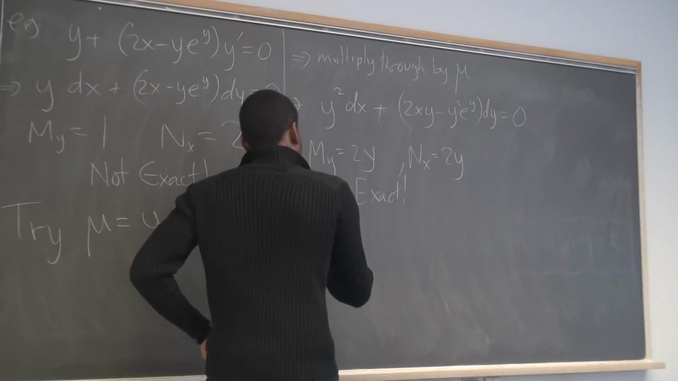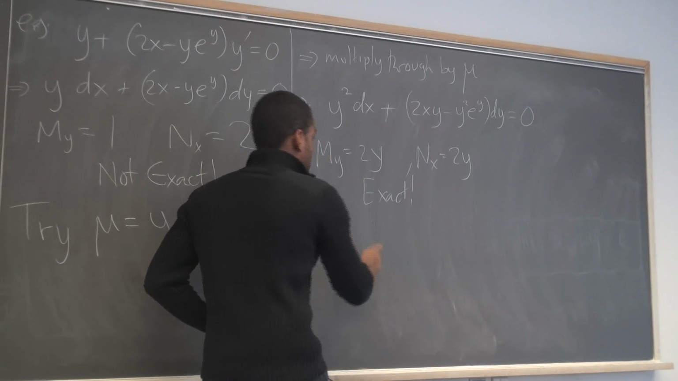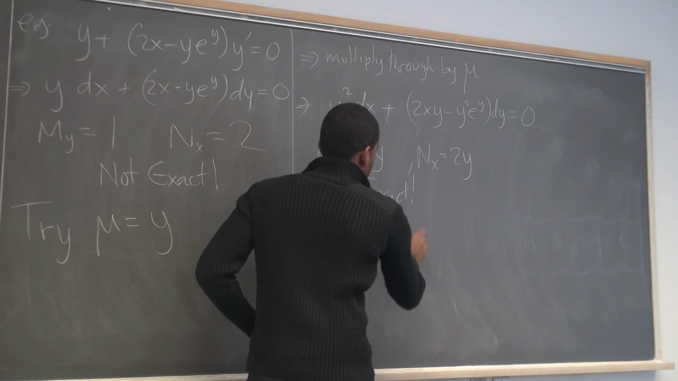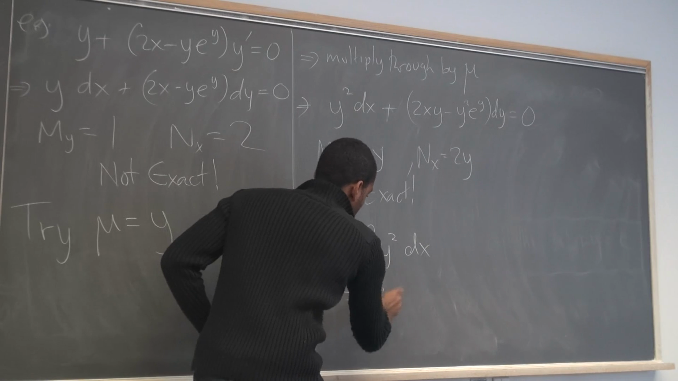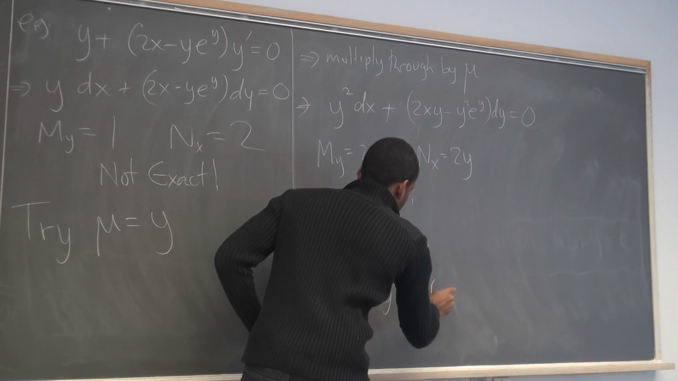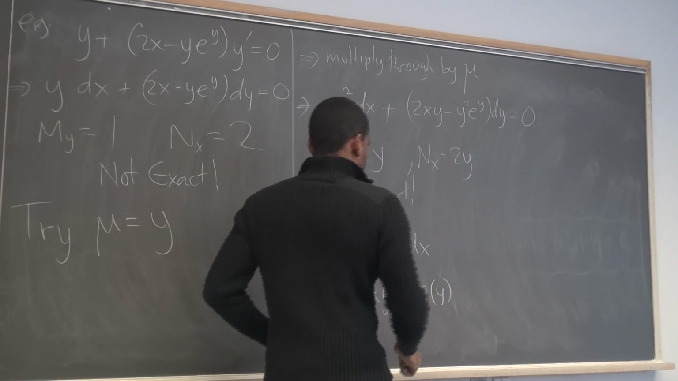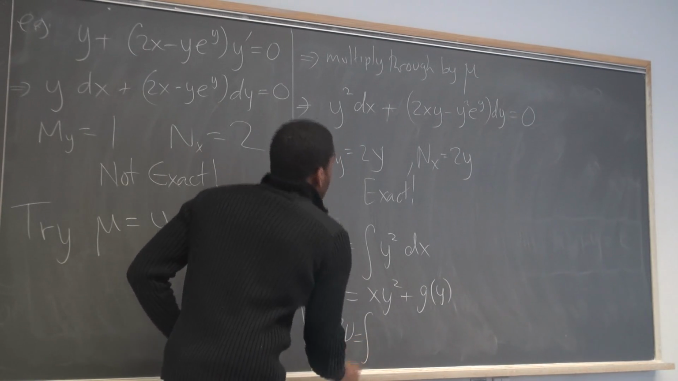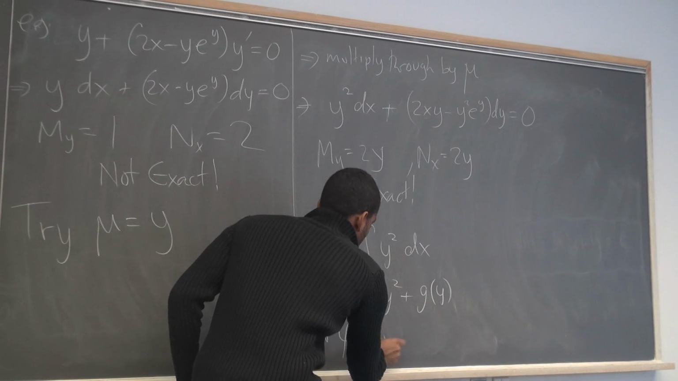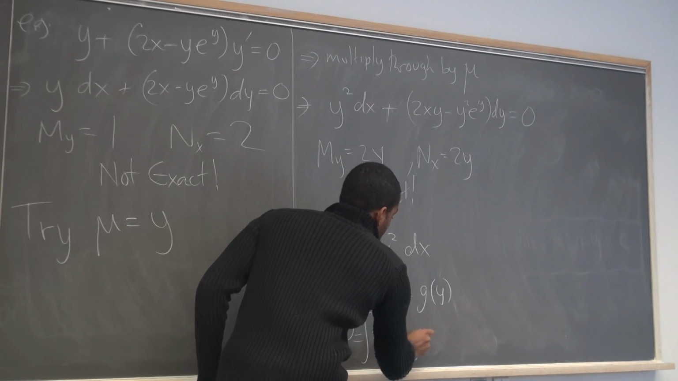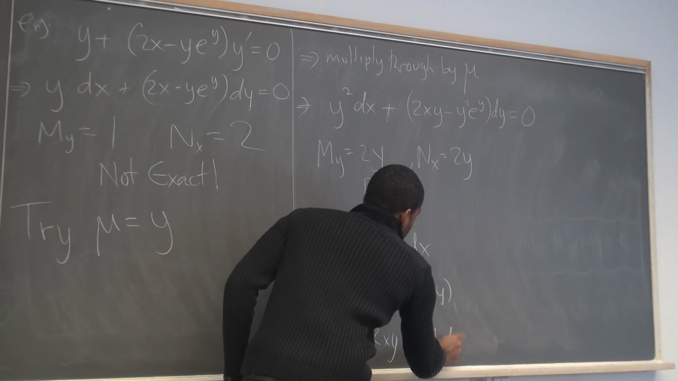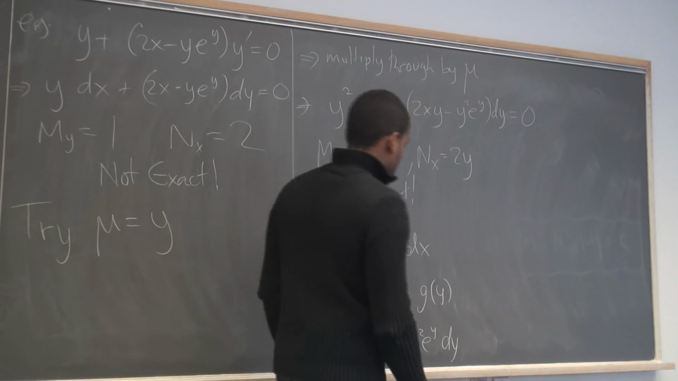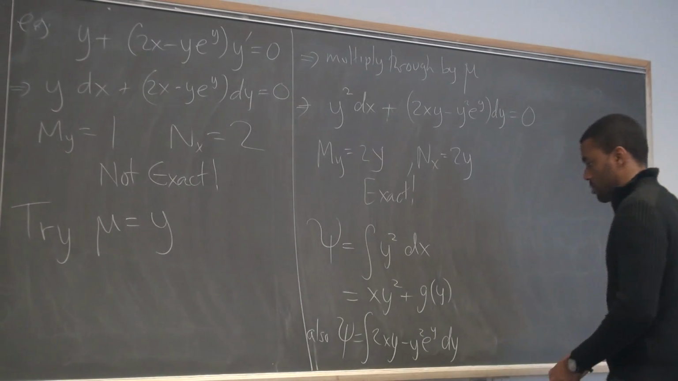Wow. Okay, so this means I can find this function by integrating y squared with respect to x. This means xy squared plus some function of y. Also, psi is equal to the integral of 2xy minus y squared e to the y with respect to y. That's going to be a longer one.